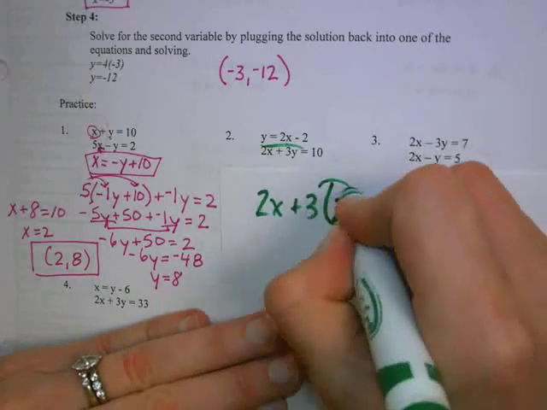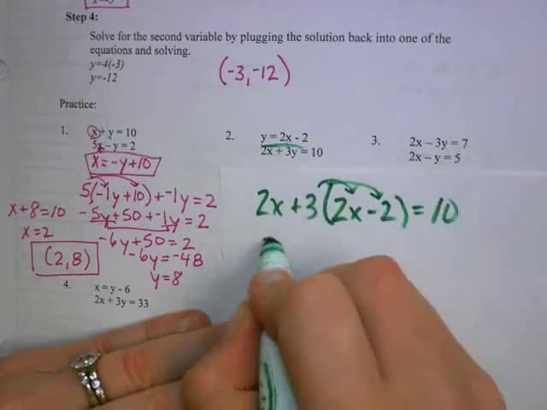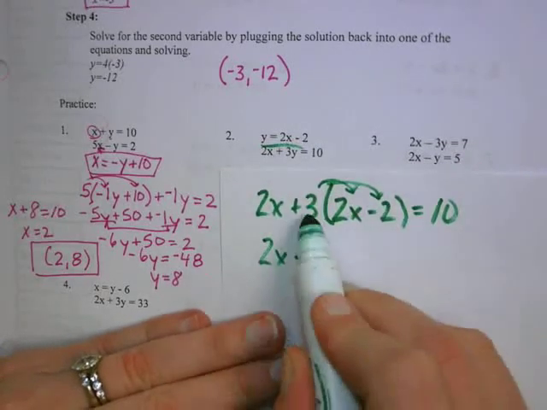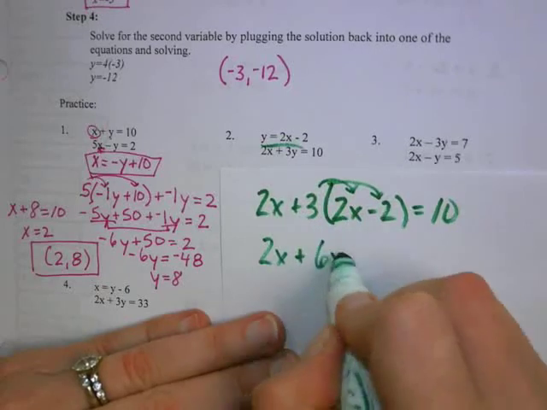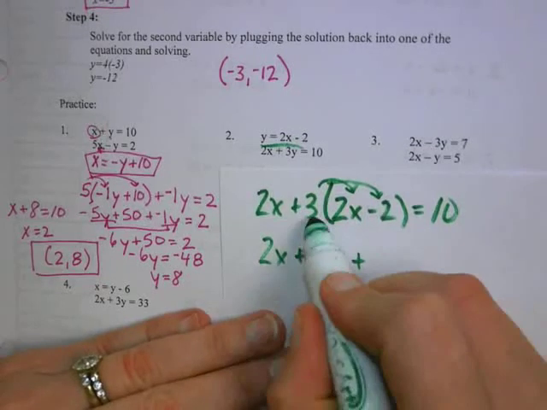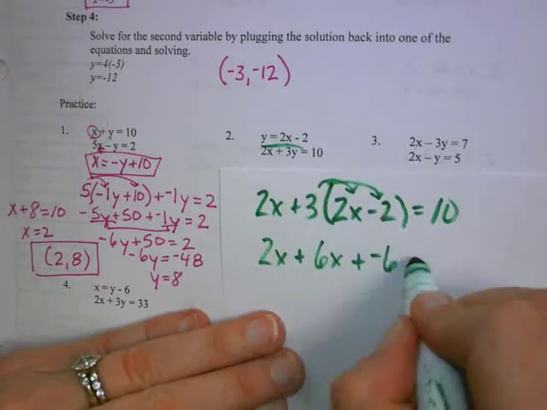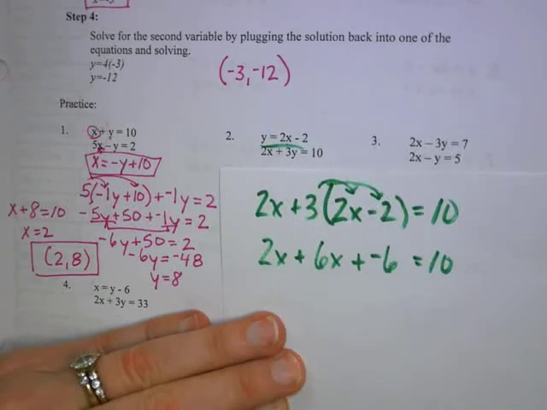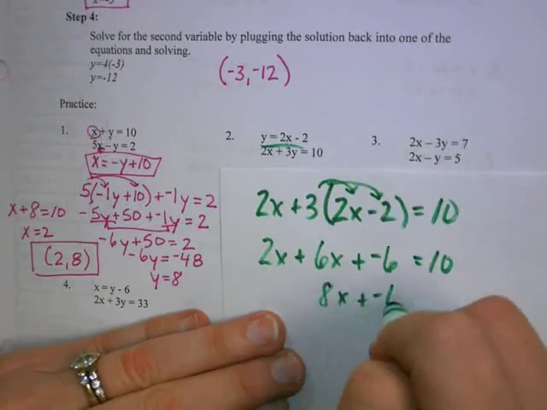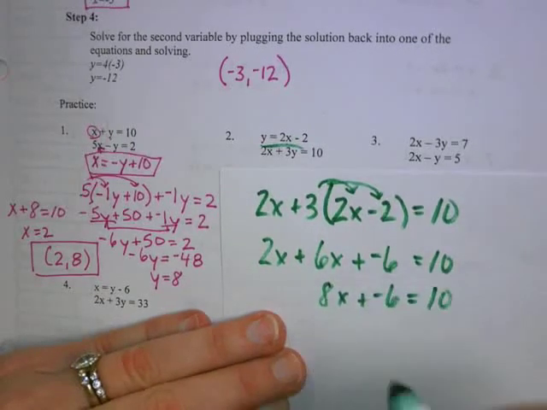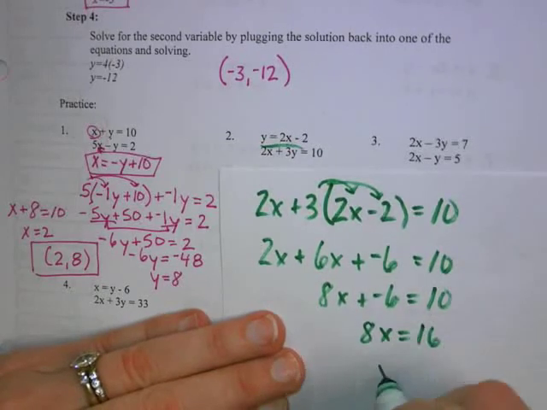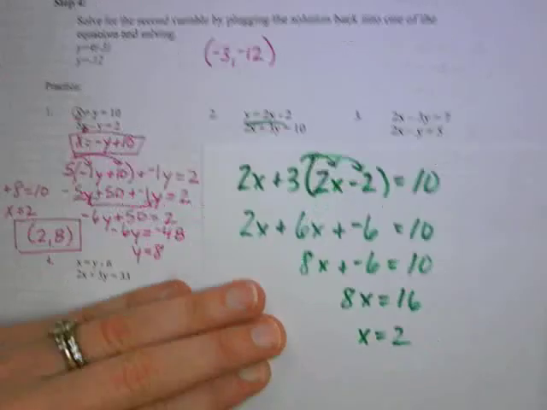So we do this distributive property. We have 2x plus 3 times 2x is 6x, plus 3 times negative 2 is negative 6. Combine like terms, 8x plus negative 6 equals 10. 8x equals, add 6 to both sides, 16. Divide by 8, x is 2.